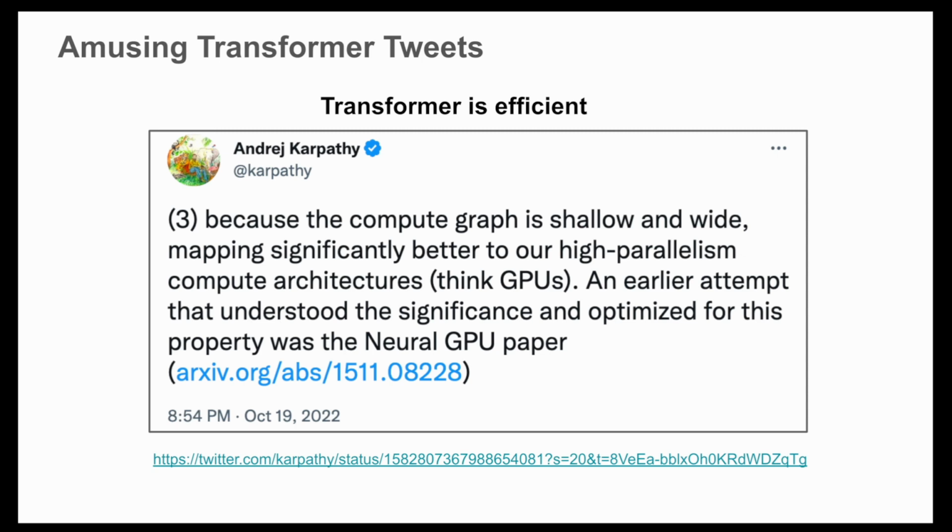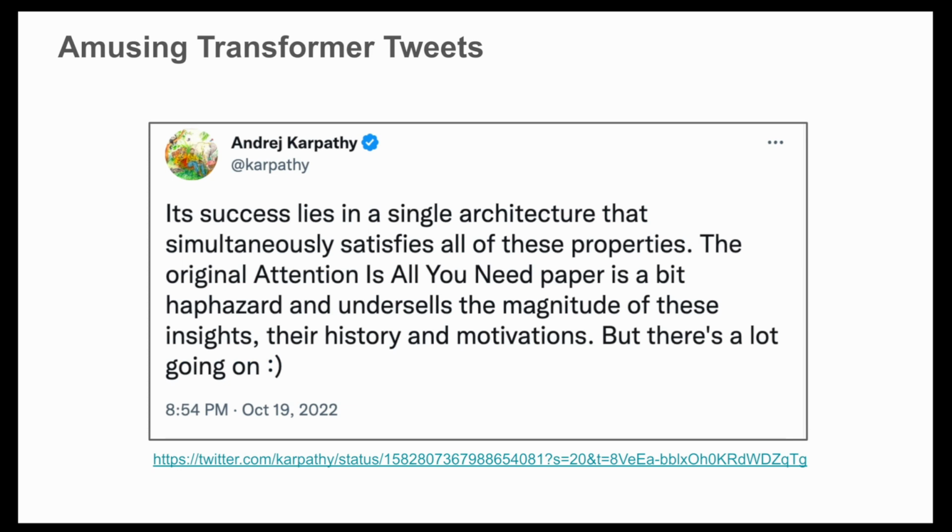And three, transformer is efficient because the compute graph is shallow and wide, mapping significantly better to our high parallelism compute architectures. Think about GPUs. An earlier attempt that understood the significance and optimized for this property was the Neural GPU paper, which you can read. So its success lies in the single architecture that simultaneously satisfies all of these properties. Judging the Attention Is All You Need paper is a bit haphazard in understanding the magnitude of these insights, their history and motivation, but there is a lot going on.